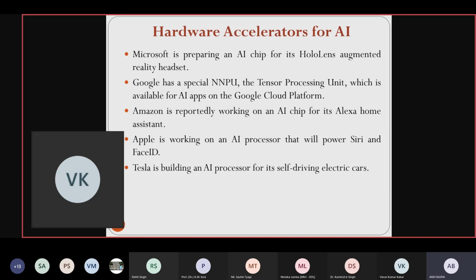So some of the big brand companies are working in this domain at the hardware level of running the AI onto the chip.